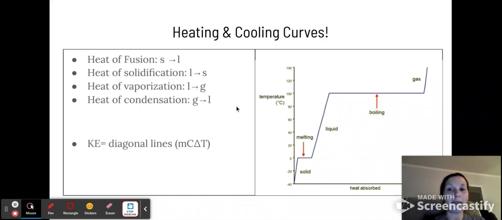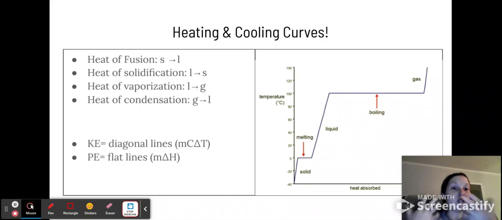But then on the flat lines, we have potential energy. So that's where we're breaking bonds. So we're releasing energy. All the energy that's going into the system is being used to break bonds, not to change the temperature. So we can't use specific heat because we'd be plugging in a 0 for ΔT. So this is where you'll have those like mΔHv, mΔHf. Okay, so just kind of know those and have them labeled on one in your notes.